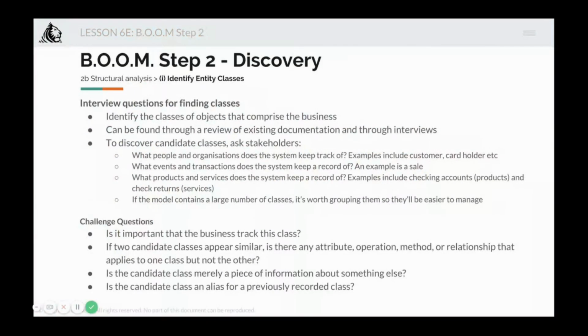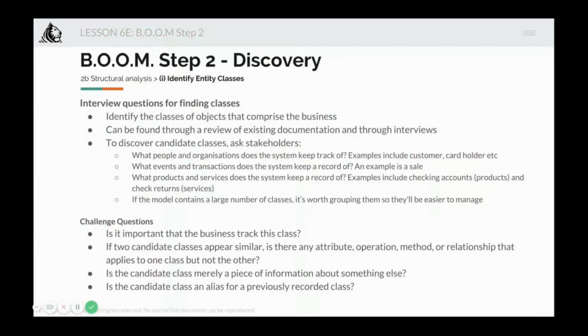To discover candidate classes, ask the stakeholders what people and organizations the system keeps track of. Examples include customer, cardholder, board member, and so on. What events and transactions does the system keep a record of? An example is a sale event. What products and services does the system keep a record of? Examples are checking accounts and check returns. So check returns is a service, and checking accounts is a product.